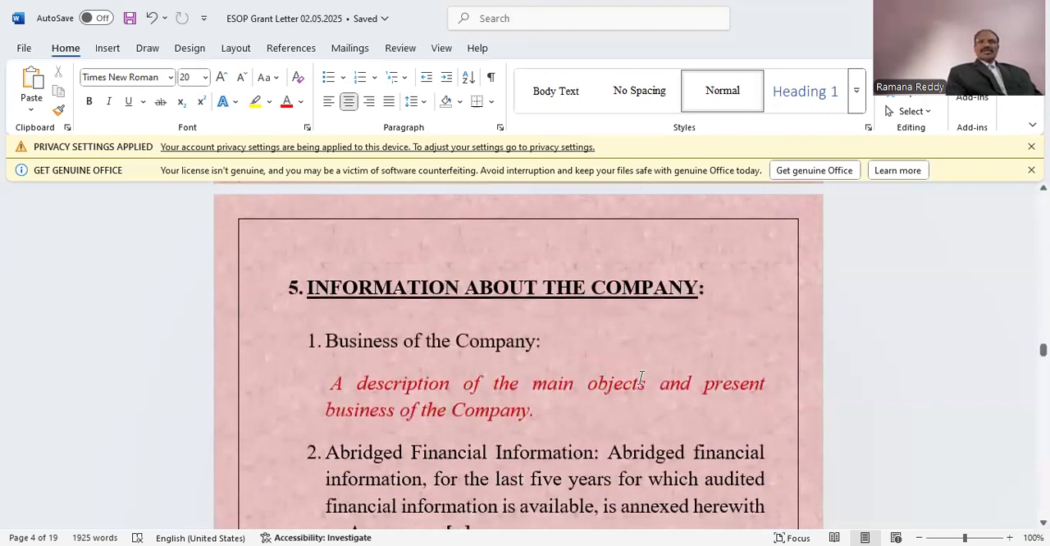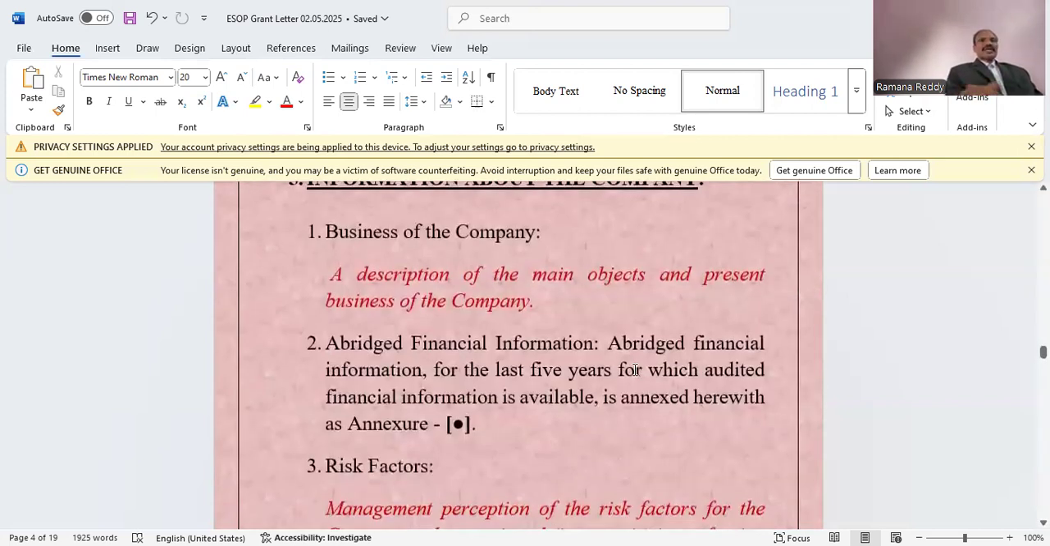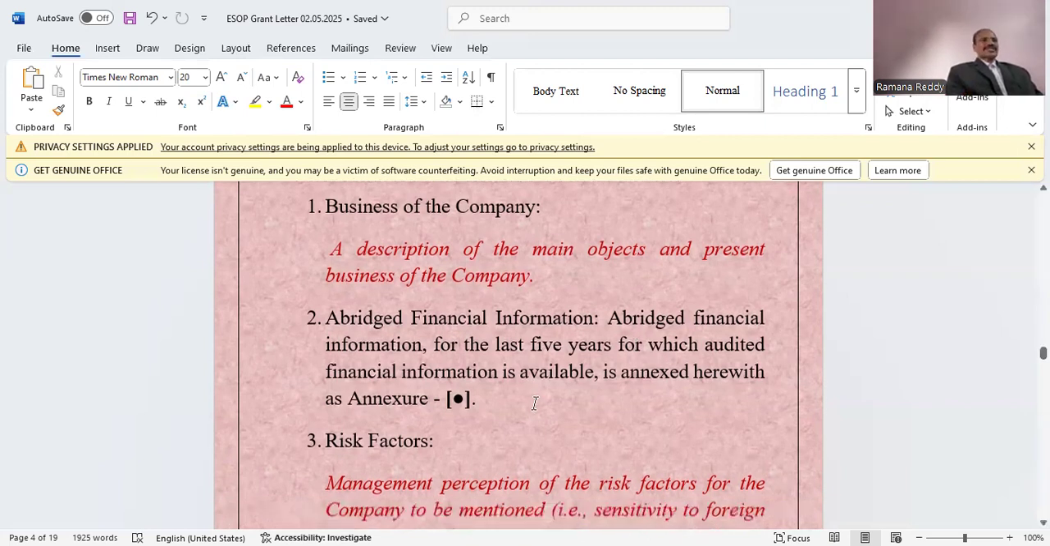Information about the company also has to be mentioned. Business of the company: the company has to describe the main objects and present business of the company. The employee shall be aware of that. And abridged financial information has to be given along with this letter. The last 5 years for which audited financial information is available has to be annexed herewith. Along with the offer letter, 5 years of abridged financial information has to be attached.